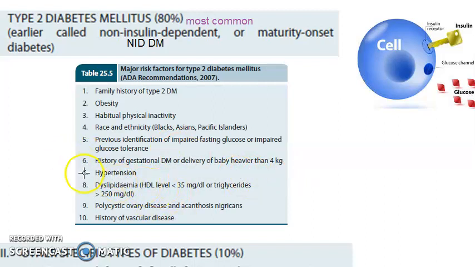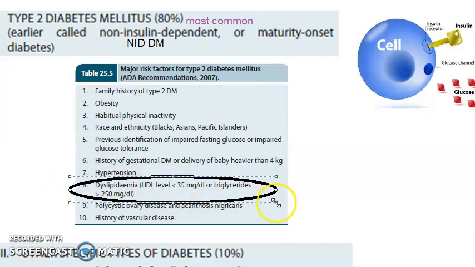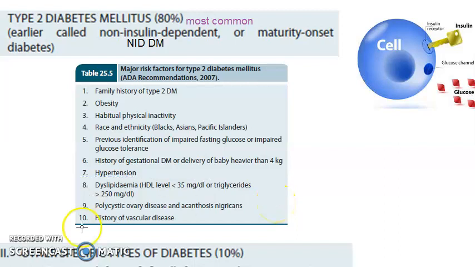All these are metabolic syndromes. Remember, we have already covered obesity and hypertension in metabolic syndromes. Then you have dyslipidemia, that is HDL is less and triglycerides are more. Polycystic ovary disease, acanthosis nigricans, history of vascular disease.